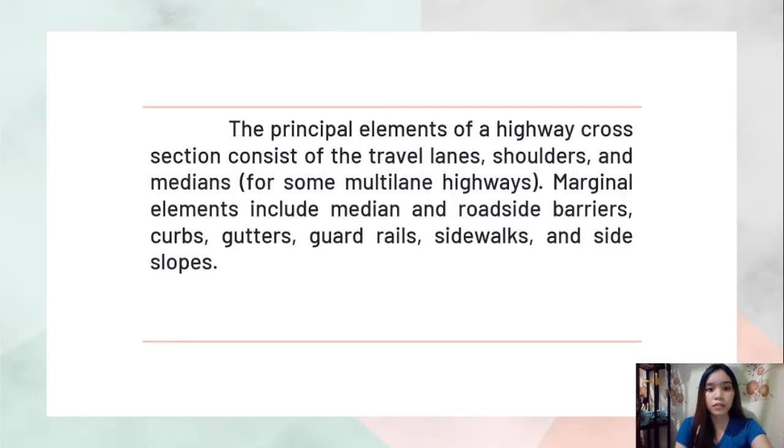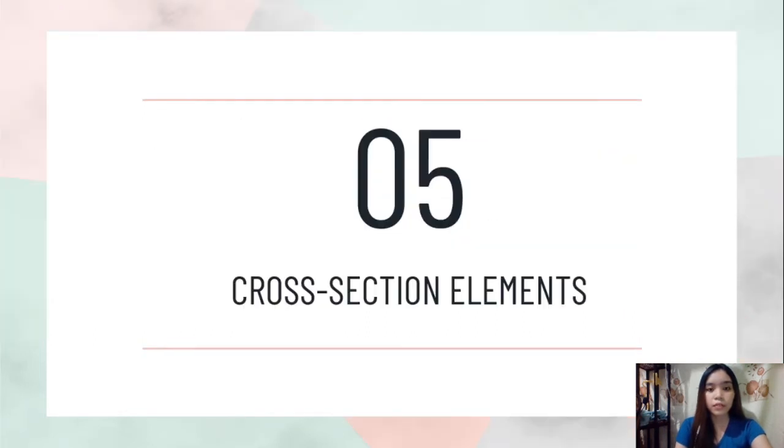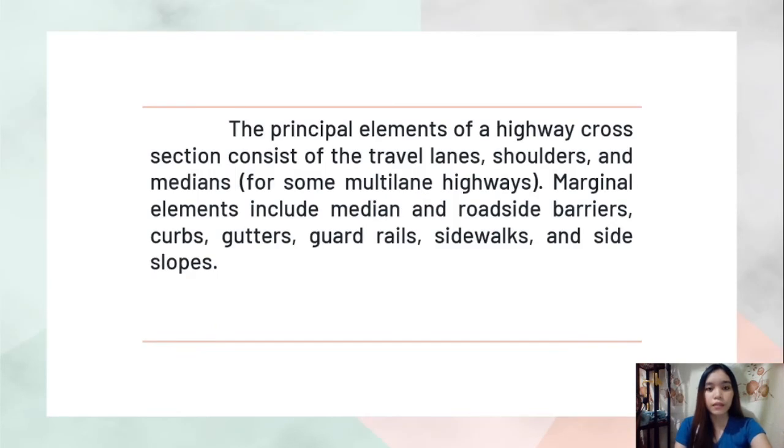Next is the cross-section elements. The principal elements of a highway cross-section consist of the travel lanes, shoulders, and medians for some multi-lane highways. Marginal elements include median and roadside barriers, curbs, gutters, guardrails, sidewalks, and side slopes.